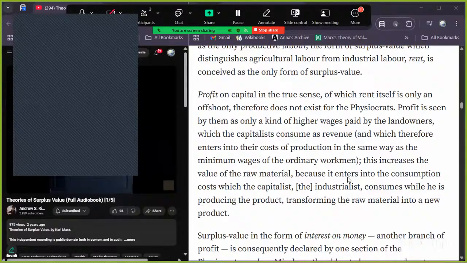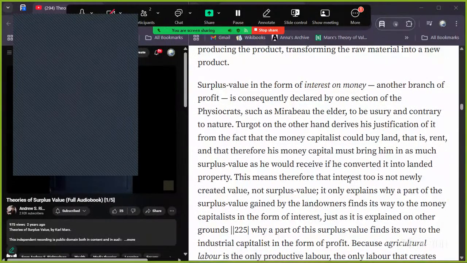Profit on capital in the true sense, of which rent itself is only an offshoot, therefore does not exist for the physiocrats. Profit is seen by them as only a kind of higher wages paid by the landowners, which the capitalists consume as revenue, and which therefore enters into their cost of production in the same way as the minimum wages of the ordinary workman. This increases the value of the raw material, because it enters into the consumption cost which the capitalist, the industrialist, consumes while he is producing the product, transforming the raw material into a new product.